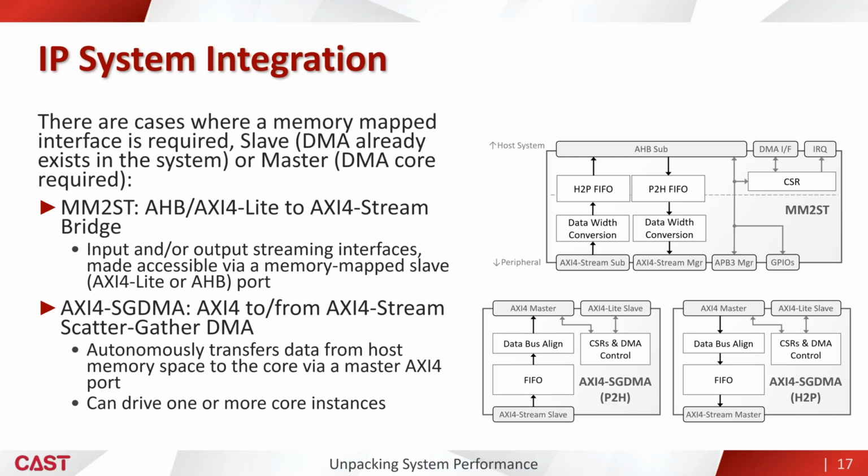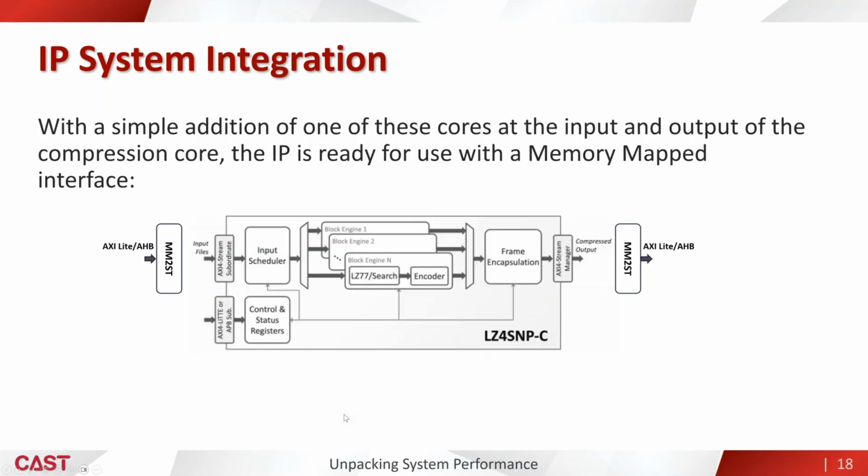We offer two different solutions. What we call the memory map to streaming bridge is a bridge that will give you slave access to the memory bus and will transform the AXI stream interface to AHB or AXI4-Lite. And as an alternative, if you require master access to the memory bus, we can offer you our AXI4 scatter-gather DMA, which will transform the AXI stream interface to the scatter-gather DMA with memory mapped access. Both solutions are easily available. So the integration in this case is very easy.